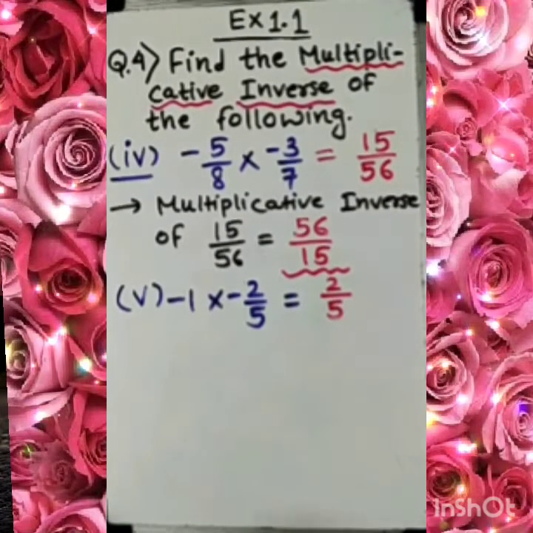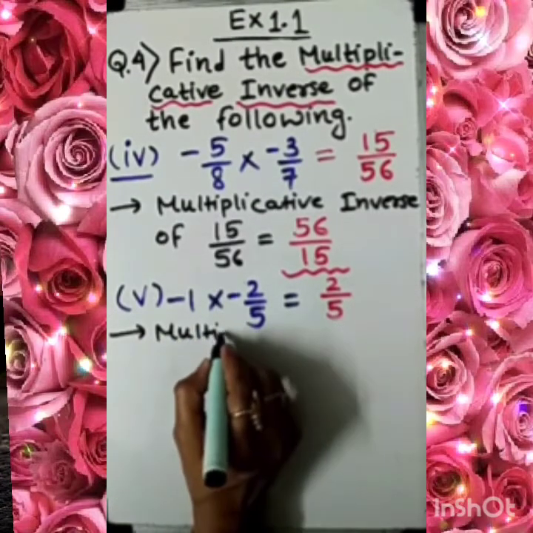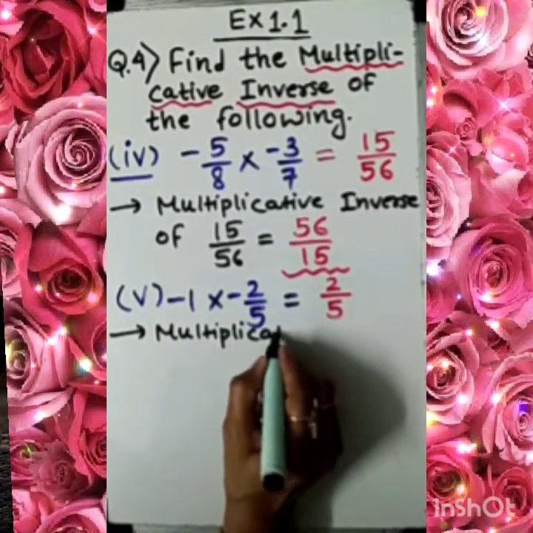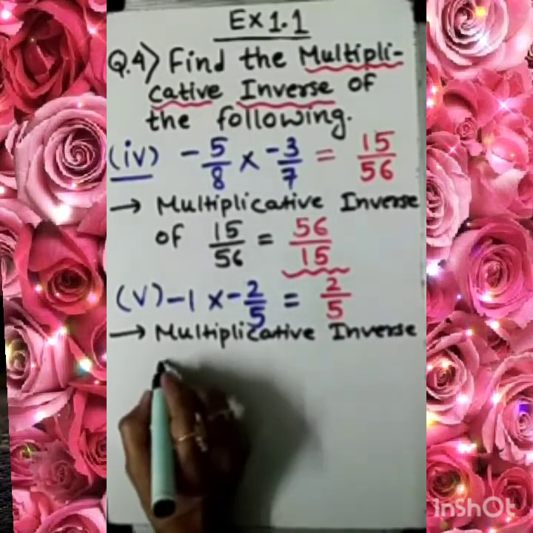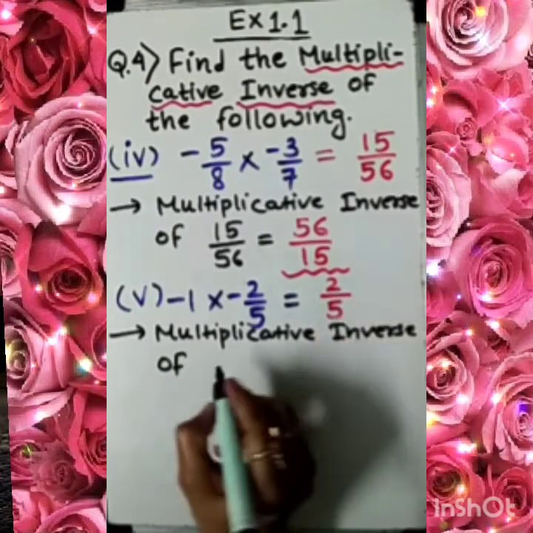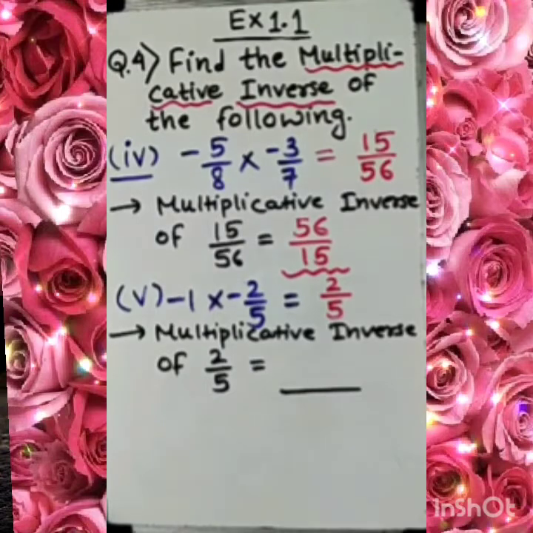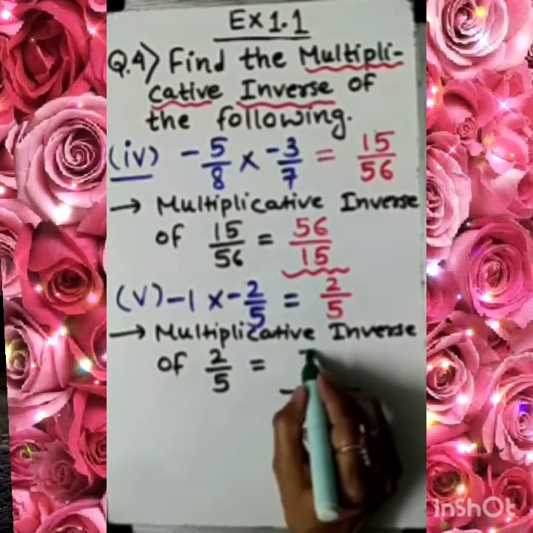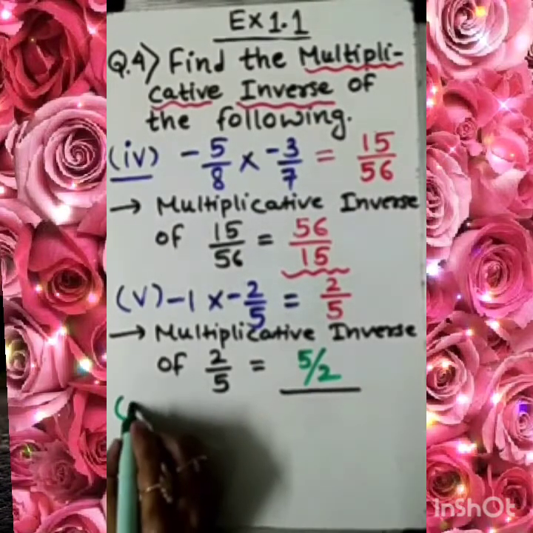So let's note down the multiplicative inverse of, dear student, please mention the multiplicative inverse of which number. Now we are talking about 2 by 5. The multiplicative inverse of 2 by 5, of course it is positive, so the multiplicative inverse will also be positive. Here the reciprocal of 2 by 5, so we need to mention 5 by 2. Simple.